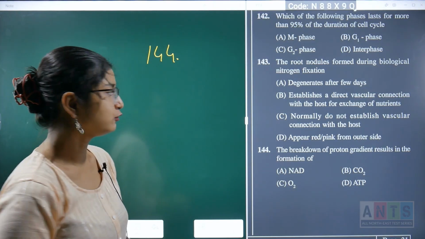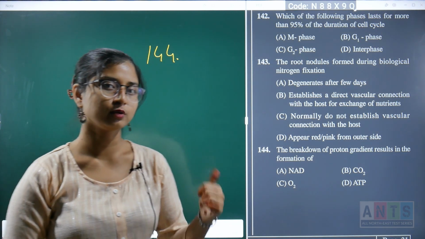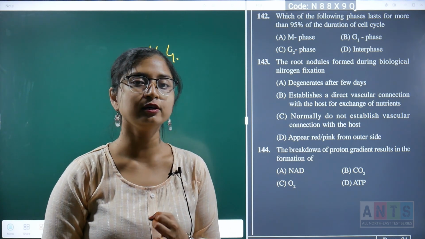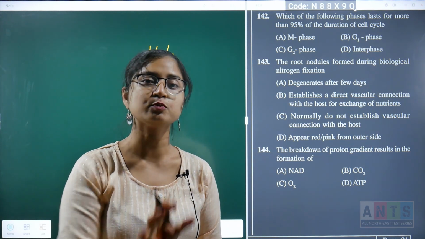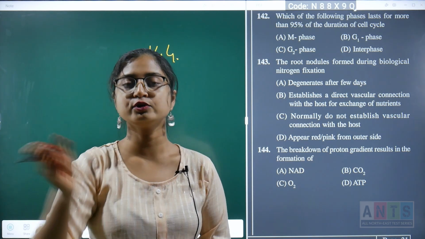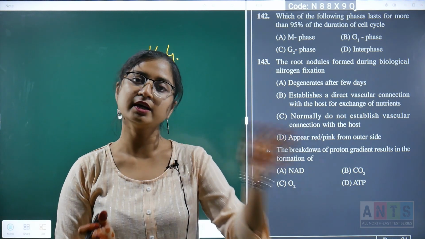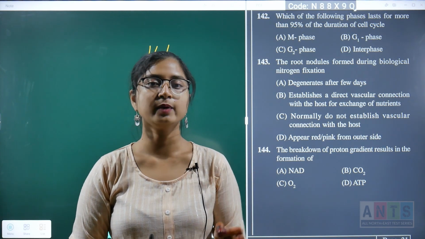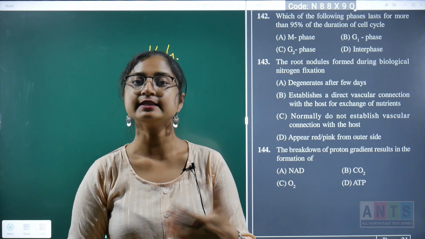Now question number 144. The breakdown of proton gradient results in the formation of. So the breakdown of proton gradient, this occurs during both photosynthesis and respiration. तो ये जो particular statement है, ये correlate कर रहा है with the chemiosmotic hypothesis. In chemiosmotic hypothesis, we see that across a suitable membrane, a proton gradient is maintained. After some time, उसी membrane के through, what we will see is the breakdown of this proton gradient, and along the way, it is going to utilize an F1 F0 particle in order to synthesize ATP.